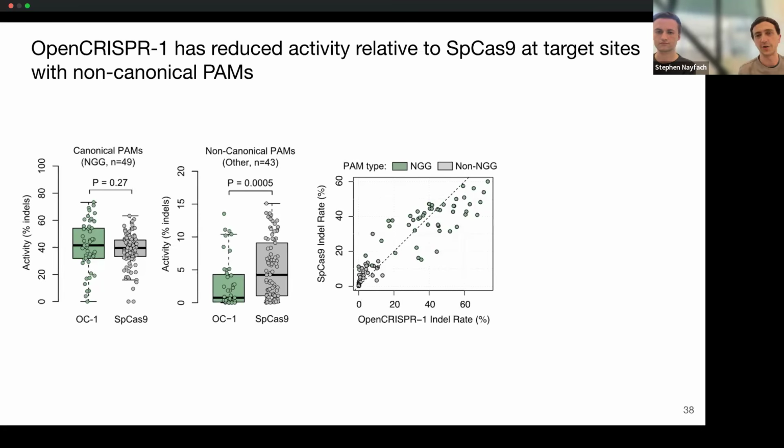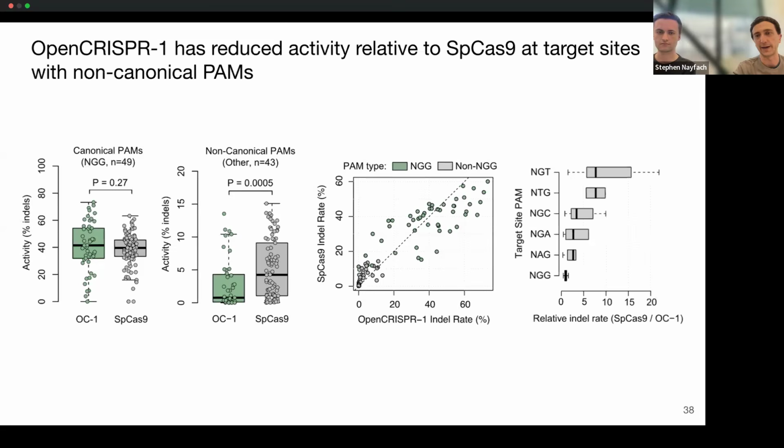Again, that's just shown in a different way in this scatter plot where we have OpenCRISPR-1's indel rate on the x-axis and SP-Cas9's indel rate on the y-axis. The green points represent the activity level at the canonical PAMs, and the gray points are the activity level at these non-canonical PAMs.